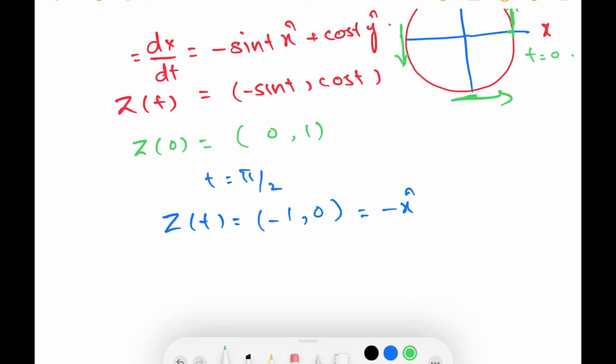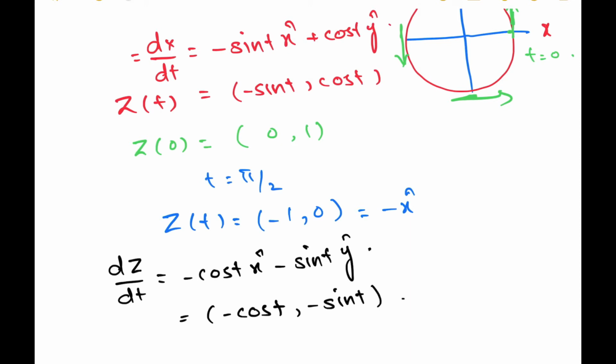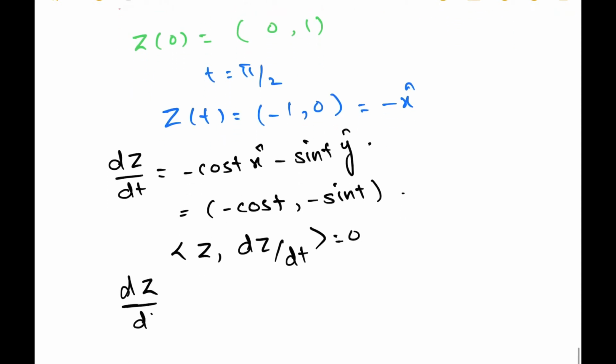Now what will be the derivative of this vector field, dz by dt? This will become minus cos t x cap minus sin t y cap, or you can write it also in this notation. Now you can verify by yourself that this is always perpendicular to z, which means the inner product of z and this dz by dt is 0, because they are perpendicular. You can check this. Let me take this dz by dt at t equal to 0. So what I am getting is (minus 1, 0), which means minus x cap.